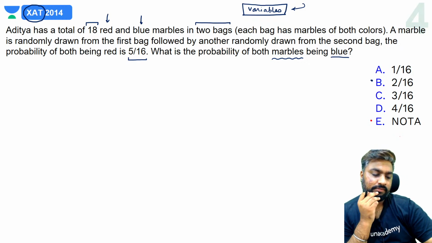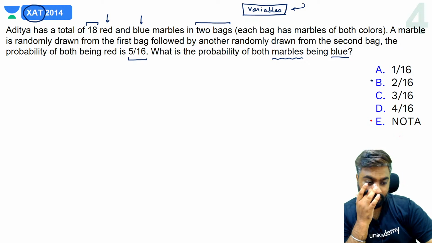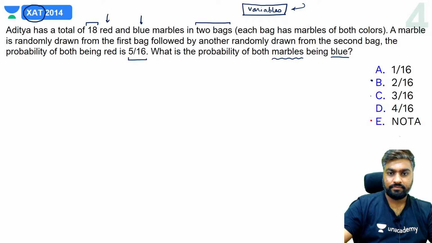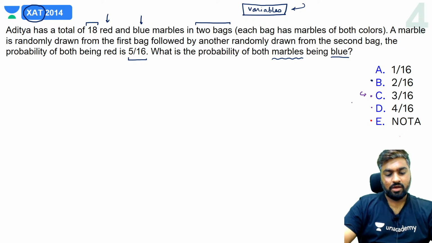Anyone yet? Ayush says 3 by 16. Rama says D. Sneha says D. Prince says C. Yeah, C, 3 by 16 is actually the right answer. Option C, 3 by 16 is the right answer.